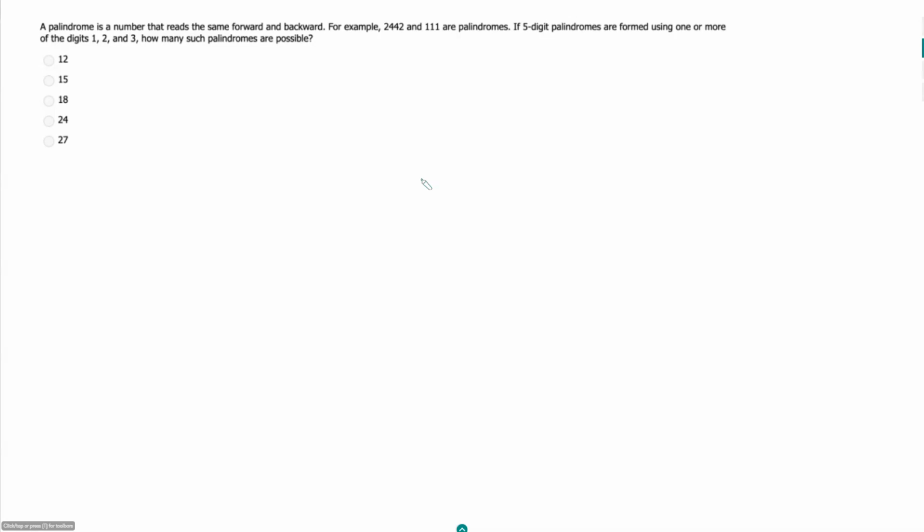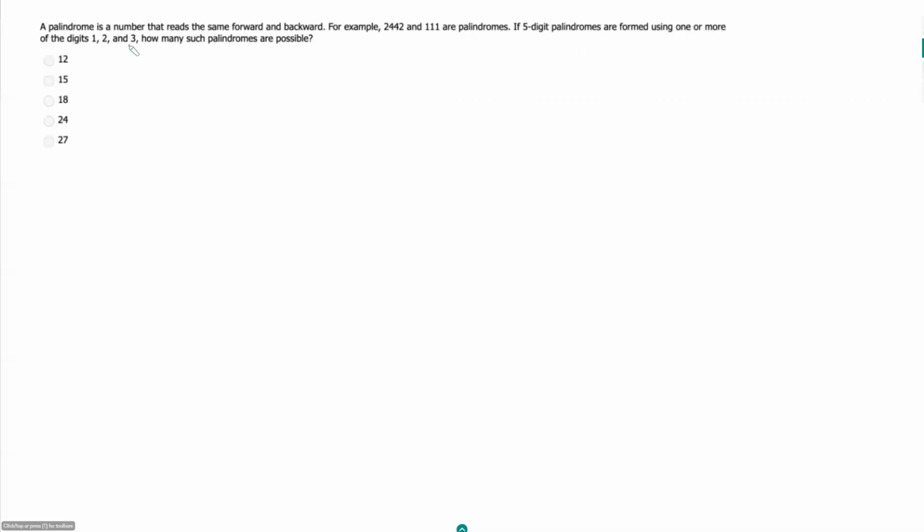A palindrome is a number that reads the same forward and backwards. For example, 2442 and 111 are palindromes. If 5-digit palindromes are formed using one or more of the digits 1, 2, and 3, how many such palindromes are possible? So I find the last sentence here to be a bit confusingly worded.